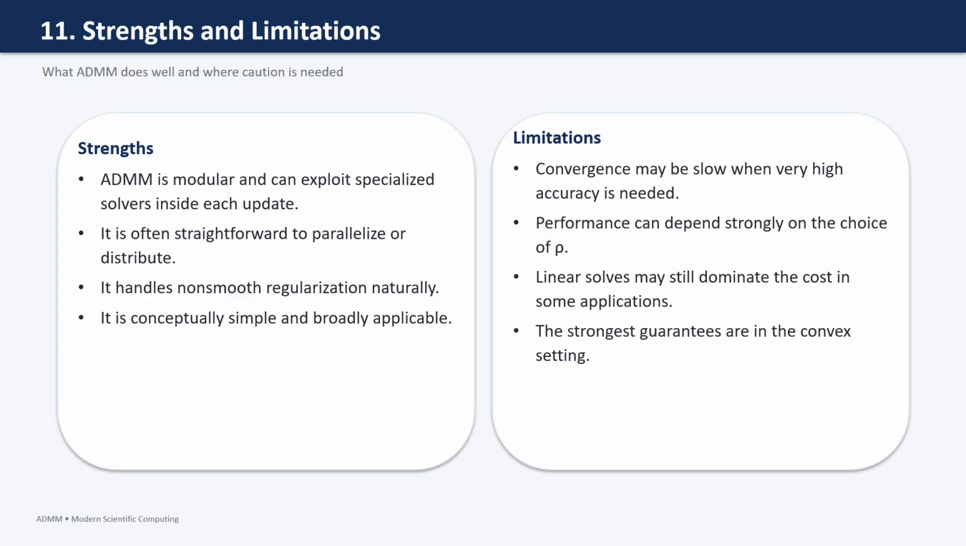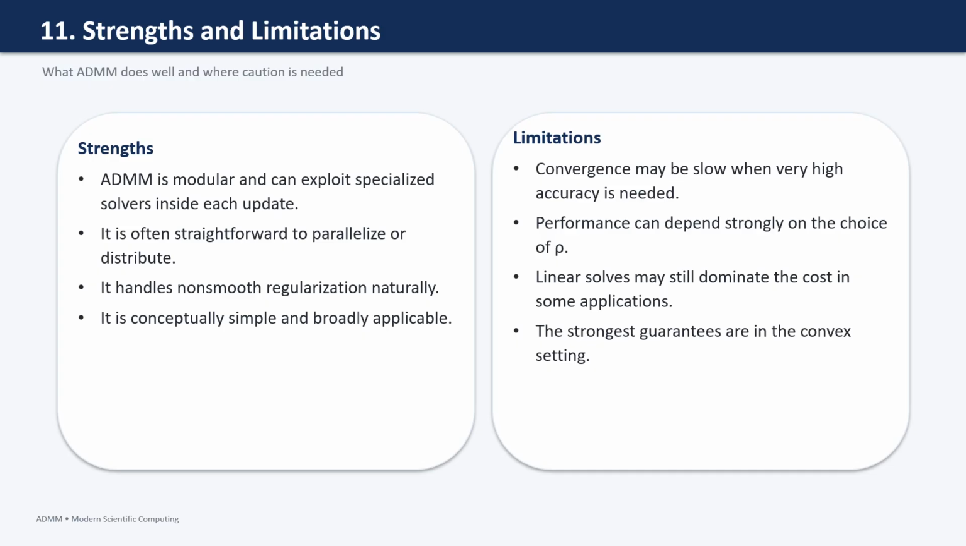Third, ADMM handles non-smooth regularization very naturally. This is very important in sparse optimization or total variation problems, where non-smooth regularization can be addressed with iterative methods or direct methods that can become out of scale very fast. Lastly, the algorithm can be considered to be conceptually simple. The simple structure of a repeated x update followed by a z update and a dual update is very logical and easy to implement within code structures.